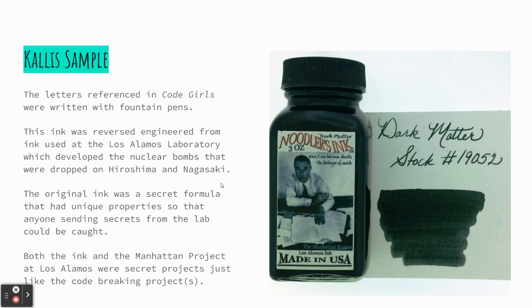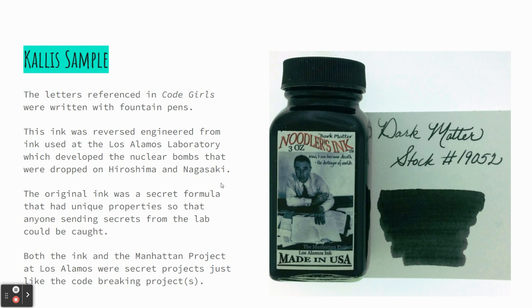The letters referenced in Code Girls are probably written with fountain pens because the ballpoint wasn't invented until the mid-1950s. So there is this ink called dark matter. It was reverse engineered from the Los Alamos laboratory, which developed nuclear bombs that were dropped in Hiroshima and Nagasaki. And this original ink had properties so that if documents were caught by someone and you suspected that it came from Los Alamos, and this was the only ink allowed on base at Los Alamos, the person would be caught.